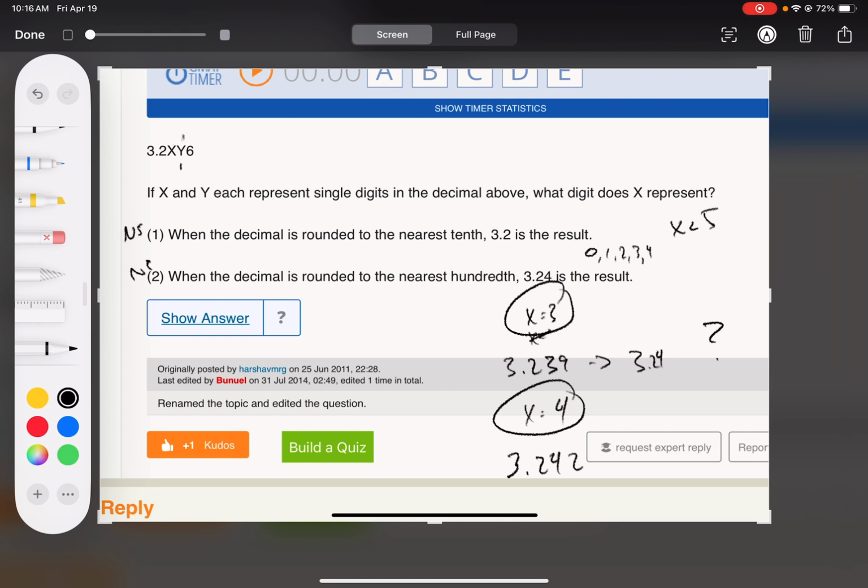Even when you put them together, okay, just gathering from number 2, x could be 3 or 4, but in number 1, x could also have been 3 or 4. It can't be any of these anymore, but we still don't know whether x is 3 or x is 4. So this is E, not sufficient. Still don't know x.